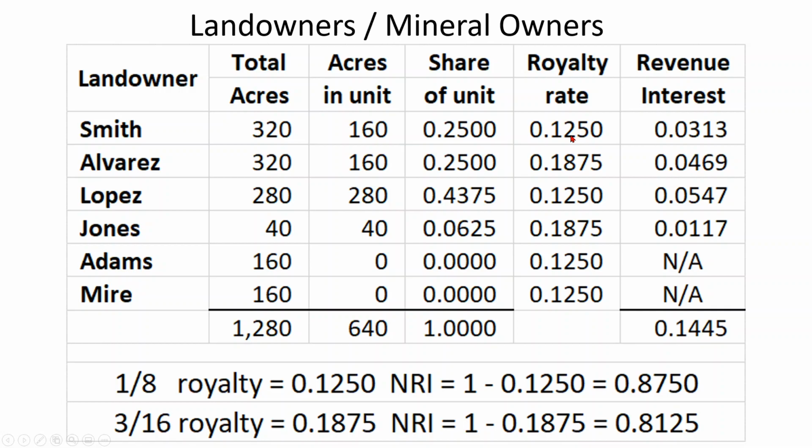Their royalty rate that they leased to BP is 0.125, because a 1/8 royalty is just 0.125 as a fraction. So you take their share of the unit, 0.25, times their royalty rate, and you get 0.03 revenue interest. That means the Smith family is going to get 3% of the revenue from the well. For the Alvarez, Lopez and Jones families, you can do a similar calculation based on their surface area in the unit. The Adams and Mire families own some acreage, but it's 0 acres in the unit, so they don't get anything and they're not involved. Okay, so all the shares add up to 1.0. It always has to add up to 1.